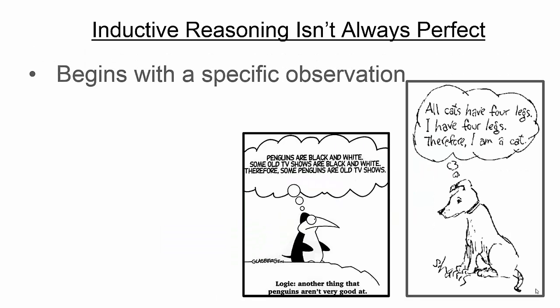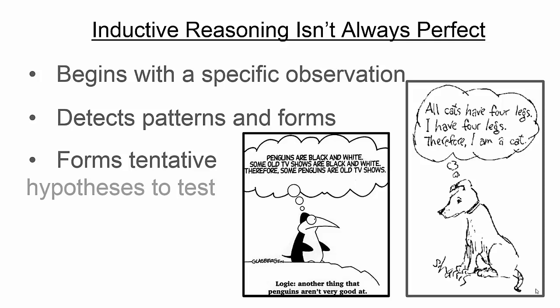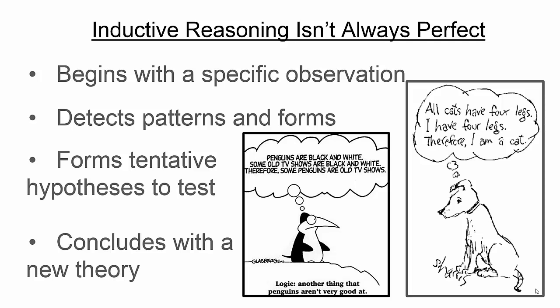But inductive reasoning isn't always perfect. When you are beginning with a specific example, such as penguins are black and white, then you detect a pattern. Oh, well, penguins are black and white, but so are old TV shows. They are also black and white. So you form a tentative hypothesis. Therefore, some penguins are old TV shows. Well, that doesn't make sense. Therefore, the theory that you conclude with fails.